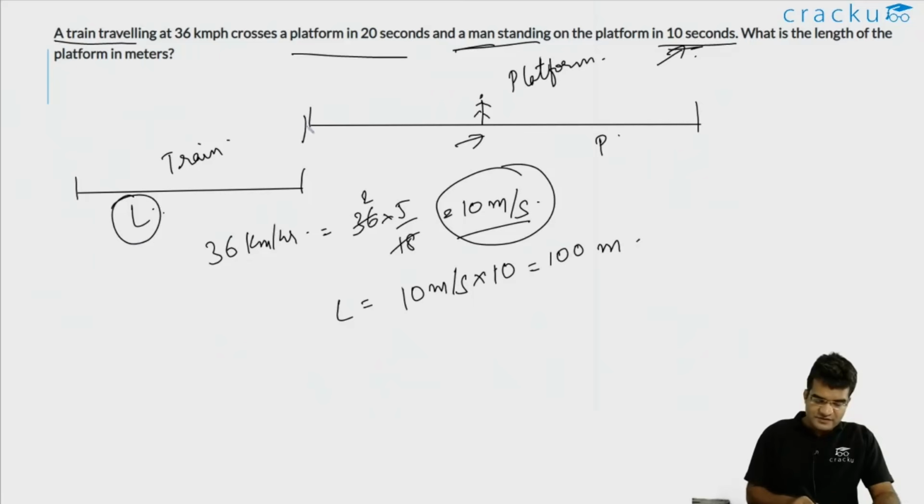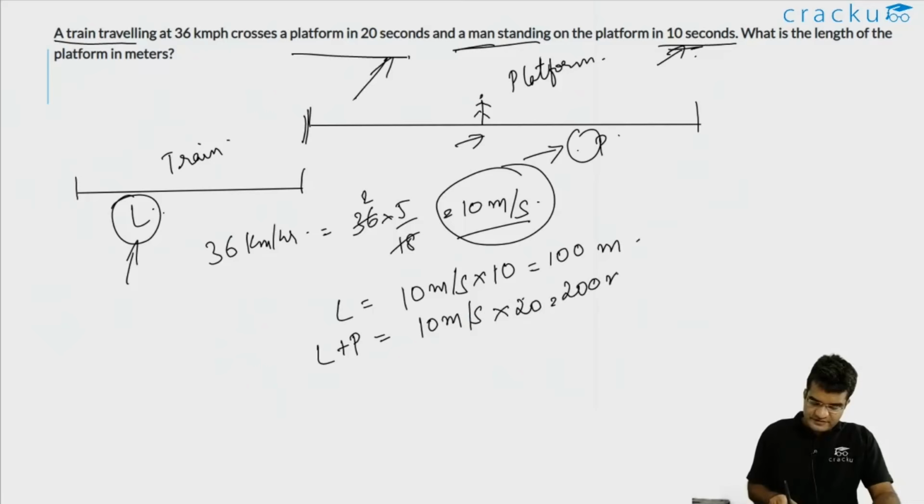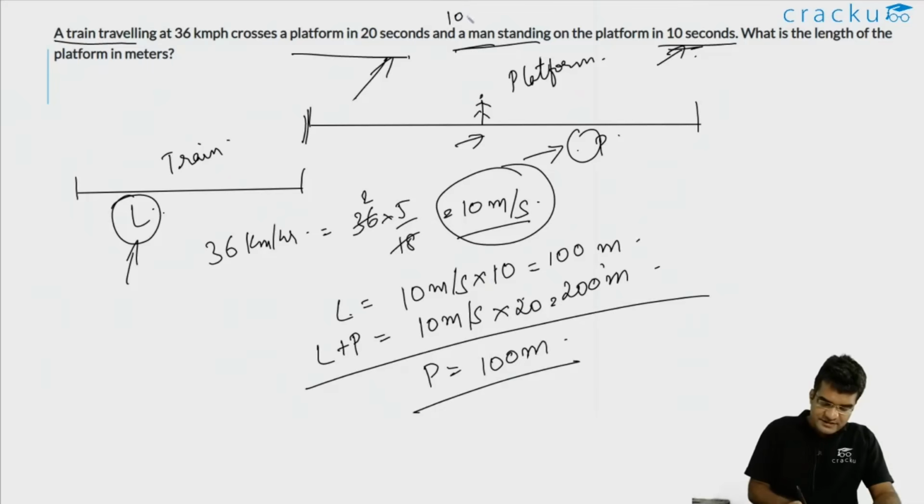Now if it has to completely traverse a platform, the total distance that the train should travel will be the length of the train plus the length of the platform. Therefore L plus P is equal to 10 meters per second, which is the speed of the train, into the total time it takes. The total time it takes is 20 seconds. So this is equal to 200 meters. We know that L is 100 meters and L plus P is 200 meters. Therefore, P, which is the length of the platform, will be 200 minus 100, which is 100 meters. Therefore, the answer in this case is 100.